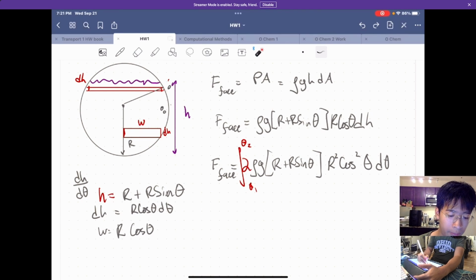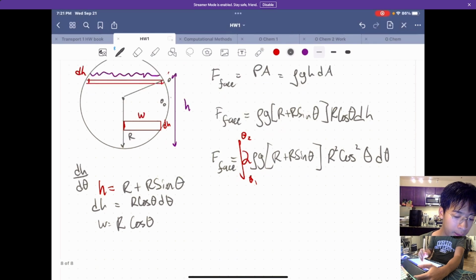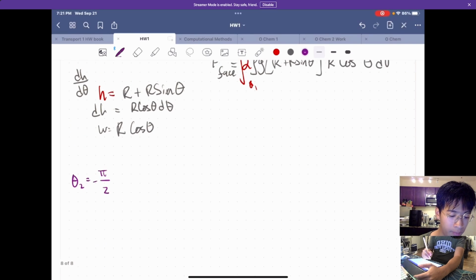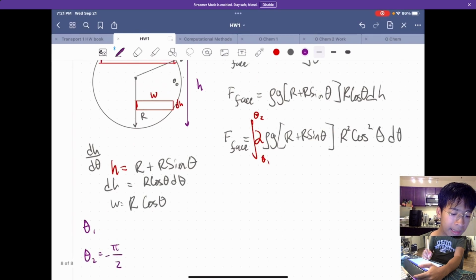Well, we're going from some angle theta, which corresponds to the height of the surface of the fluid, and we're integrating all the way to negative 1/2 pi. So let's do the easy one first. So theta 2 is equal to negative pi over 2. But what about theta 1? Let's look at this.